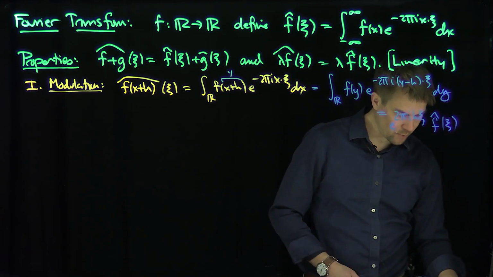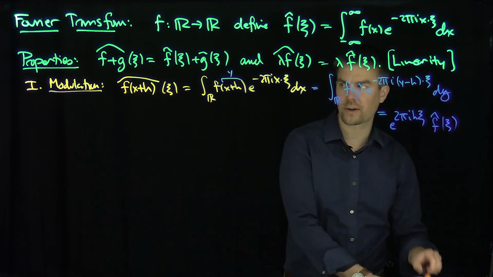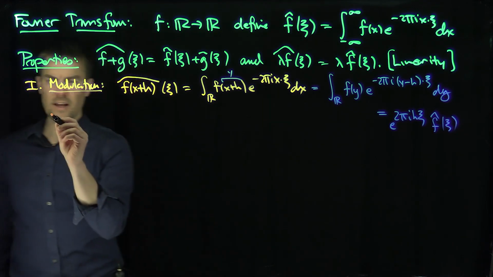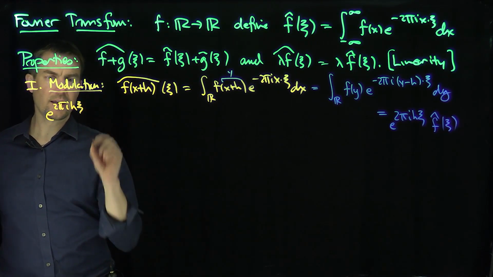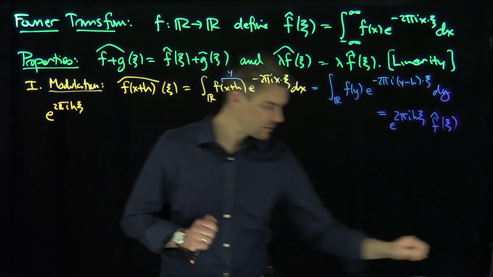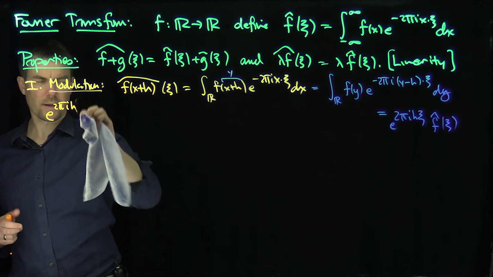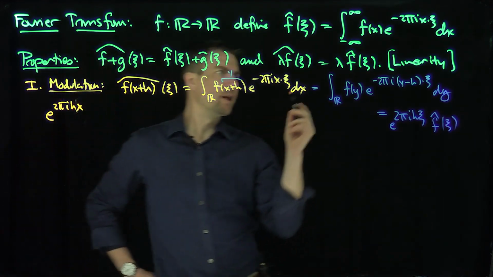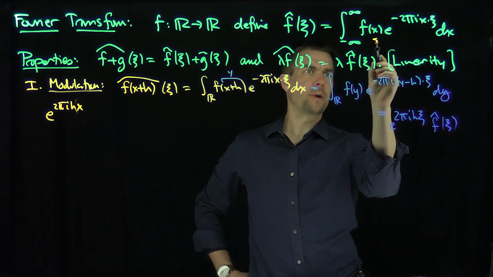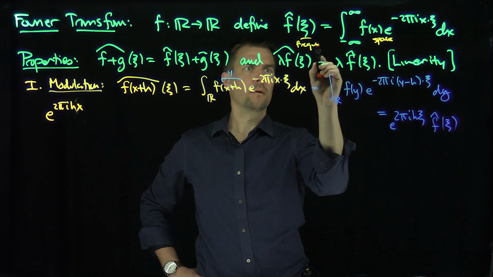Excellent. Now, conversely, what happens if we modulate the function by this factor over here? Well, let's do the Fourier transform. So conversely, if I look at e to the 2 pi i h x over here, so there's my modulation on the space side. Remember, the space side is x over here. So that's another good thing to know. We call x the spatial variable, and we call xi the frequency variable.